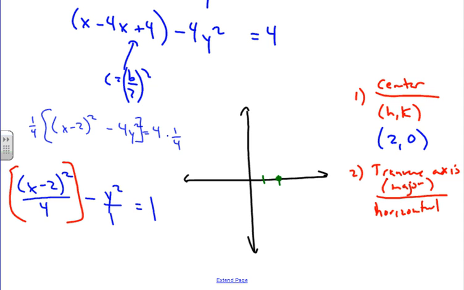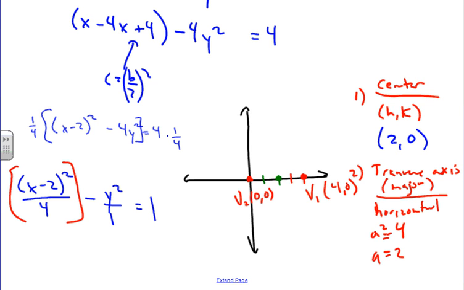From here, we're going to find our a value, because the major axis is our a. We can see that a squared equals 4, so our a value equals 2. That means we're going to go 2 units, 1, 2. Here's one vertex, V1, and that point is (4, 0). And then we go another 2 units over here. It's going to be V2, which is (0, 0), at the origin.